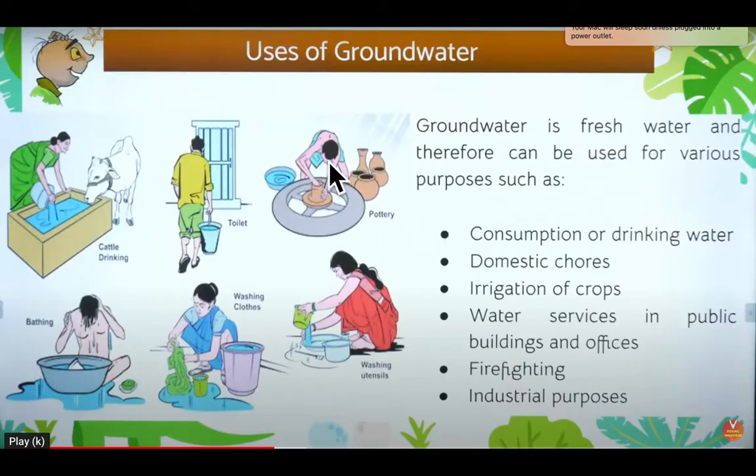Now, the uses of groundwater. As you all know, groundwater is fresh water, and for various purposes we need fresh water. So it can be used for drinking purposes, domestic use, irrigation of crops, water services in public buildings and offices, firefighting, and industrial purposes. Whatever the domestic and agriculture requirement for water, that is fulfilled with the help of groundwater.